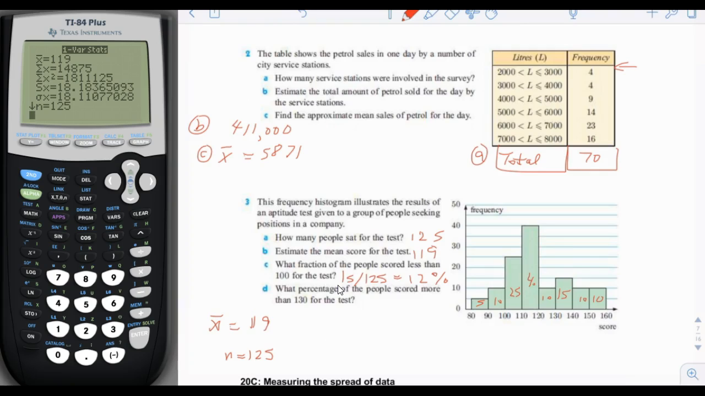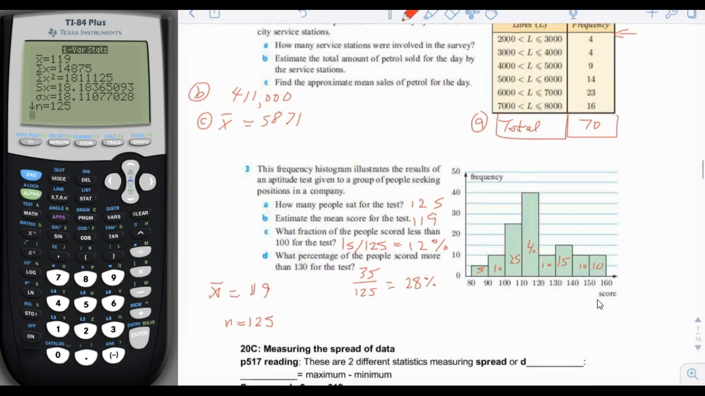What percentage of people scored more than 130? More than 130, that would be 15 plus 10 plus 10, which would be 35, also divided by the total number of people, 125. So let's figure out what that would be. On the calculator, 28%. Okay, that's it for number 3.